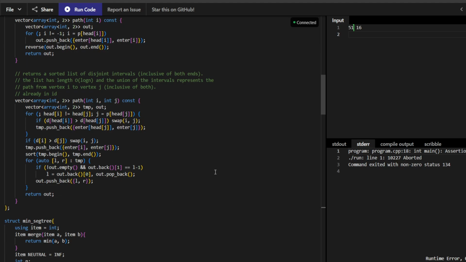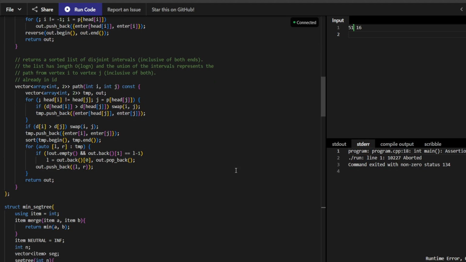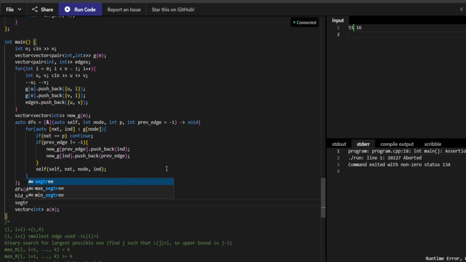Oh my god, I haven't used this template in so long. I don't even remember how to use this template. Oh shoot. Okay, I remember.